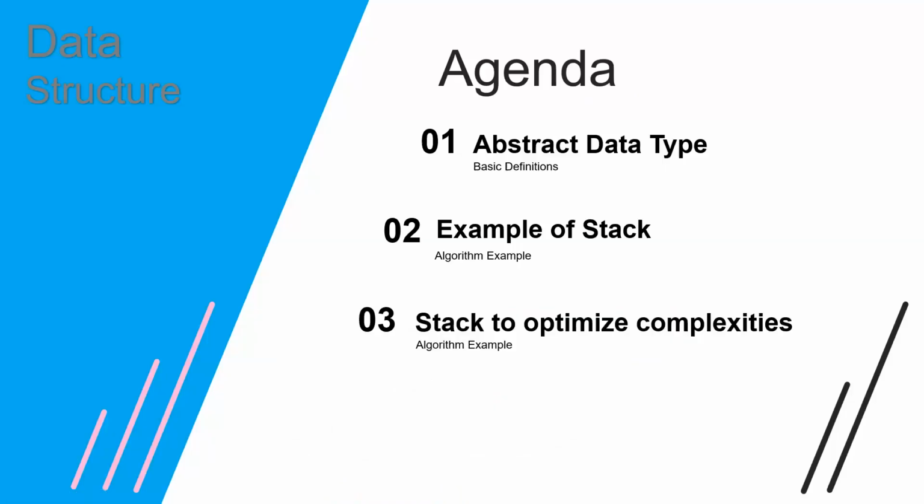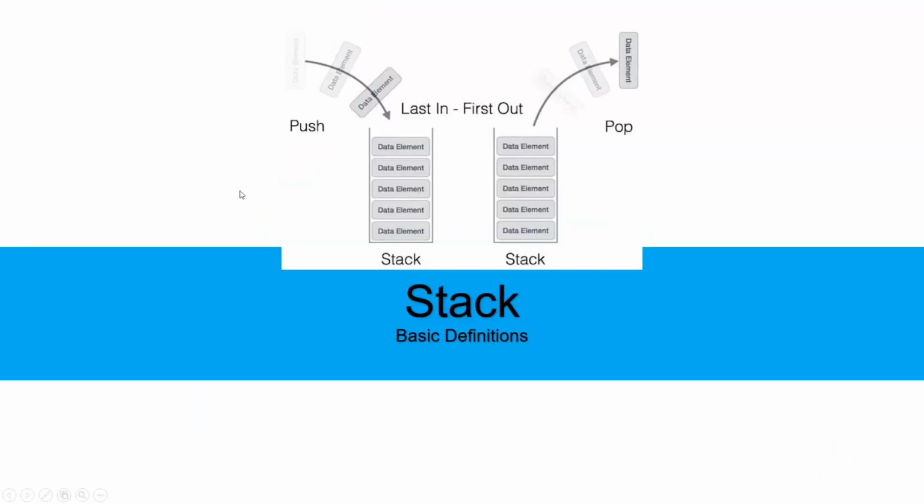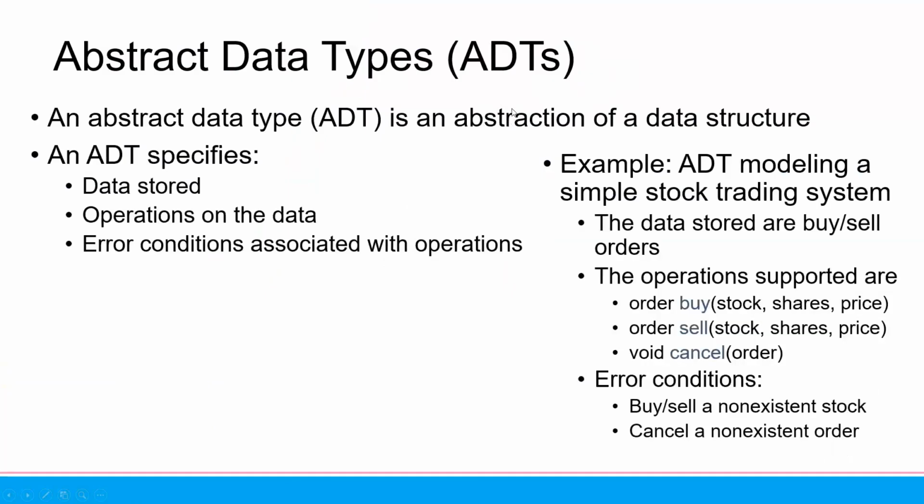So we are going to learn what is the abstract data type. So you know, when we learn about object oriented, we learn one section about the abstract data type. So we will learn about the example of stack and some stack to optimize the complexity. Okay, the concept of stack is last in, first out. Whenever we have the data structure, this is what we will make the abstract data type.